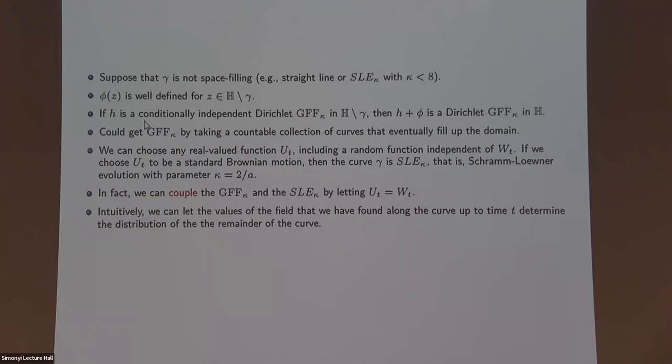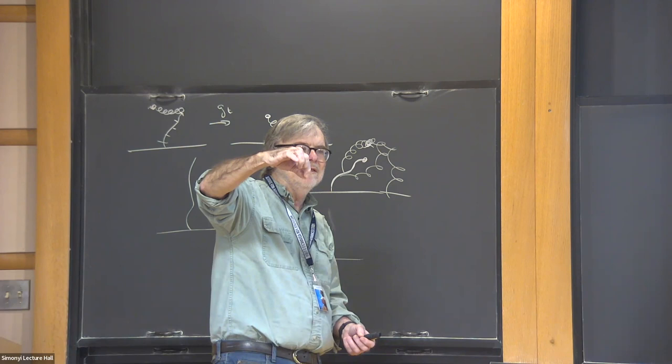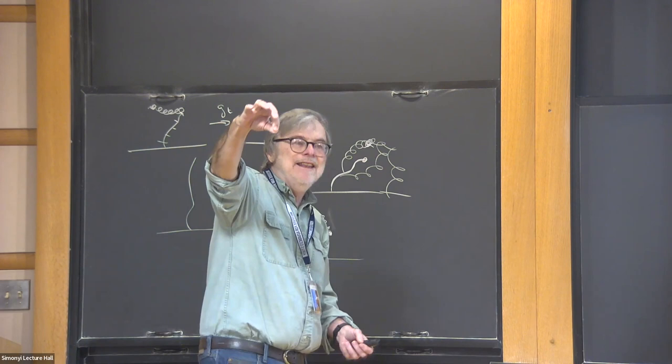And the GFF-SLE coupling, the most basic one, is basically gotten by using the same Brownian motion for the field and producing the curve. Intuitively, in the discrete case, you would go there, sample the field someplace, and then look at your value there to make a decision where to sample next. And then look at a value there and use that to decide. And that's perfectly legitimate as well, as long as you're not looking to the future.